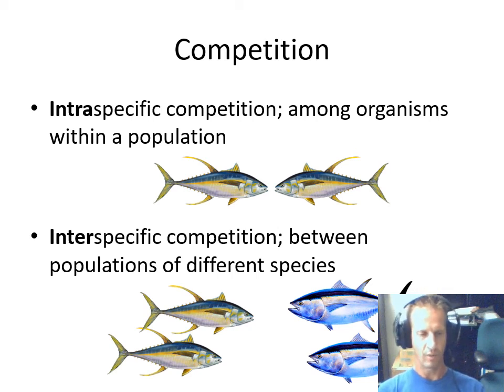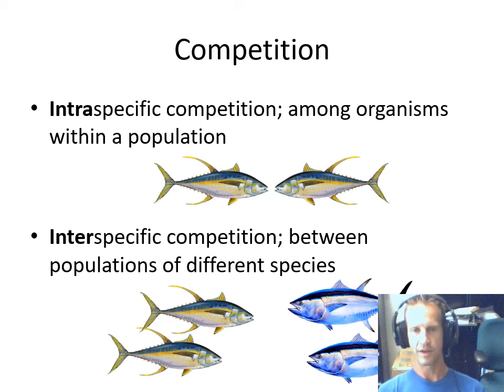There's different types of competition that we can define. One important distinction is the distinction between intraspecific competition and interspecific competition. So intraspecific competition is among organisms of the same species. The example that I have there is two yellowfin tuna that are in competition with each other. Maybe they're in competition for prey or mates. So that's within the species.